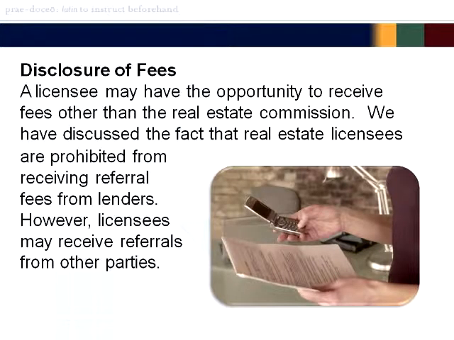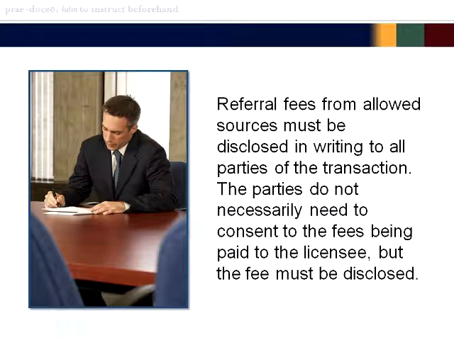Disclosure of fees. A licensee may have the opportunity to receive fees other than the real estate commission. We have discussed the fact that real estate licensees are prohibited from receiving referral fees from lenders. However, licensees may receive referrals from other parties. Referral fees from allowed sources must be disclosed in writing to all parties of the transaction. The parties do not necessarily need to consent to the fees being paid to the licensee, but the fee must be disclosed.